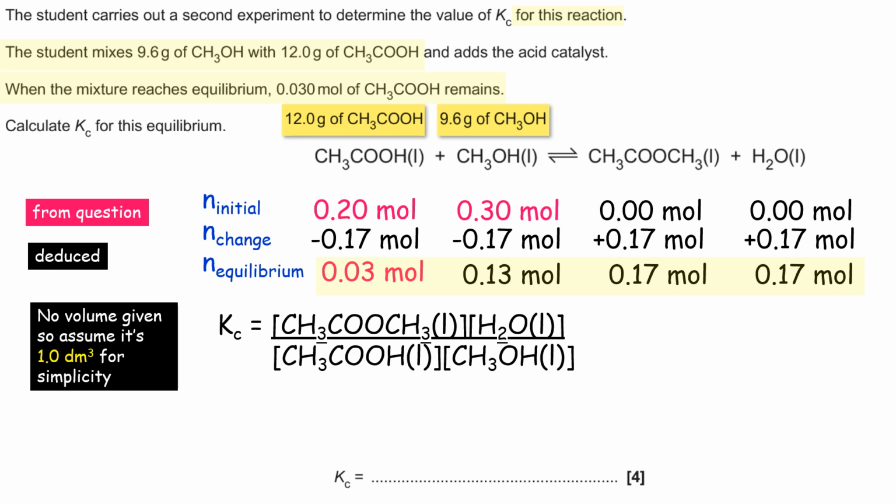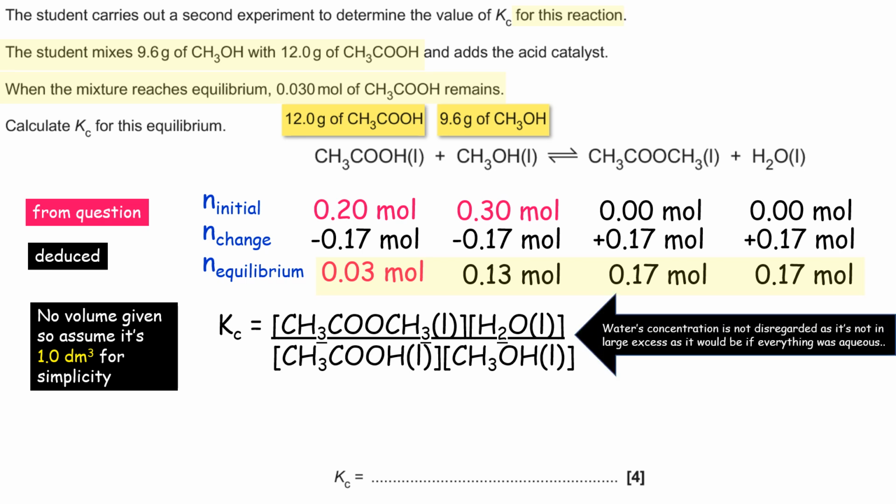So writing out a Kc expression, the first thing you might notice is that water is present. So its concentration is not disregarded this time because it's not in large excess as it would be if everything was aqueous. So if all the other things were aqueous, we'd assume there would be a very, very large excess of water, so therefore very little change to its concentration by the production of 0.17 moles of it. But everything's in liquid form here, so you have to take that into account. That might be something that would trip some people up if they try this question and don't do that.